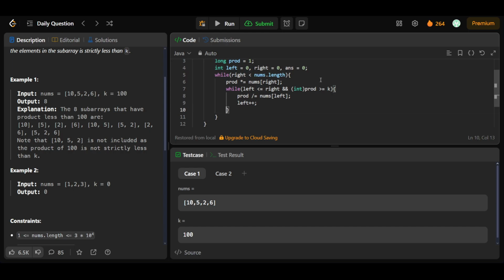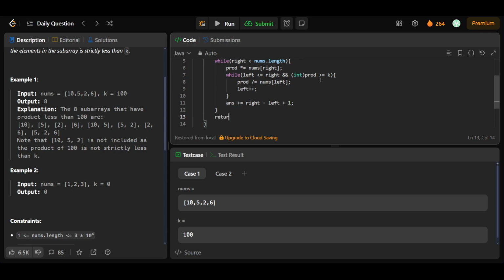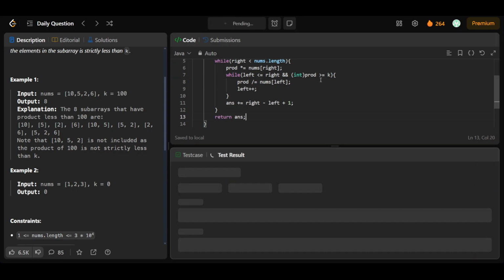And at the end of this, outside of the while loop, I'll be updating my answer, that will be answer += right minus left plus 1, because these will be the total number of subarrays which are possible in this particular range, and at the end I'll just return answer. So now let's run it.